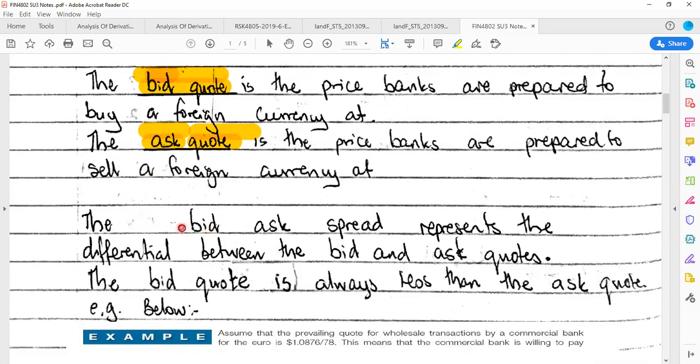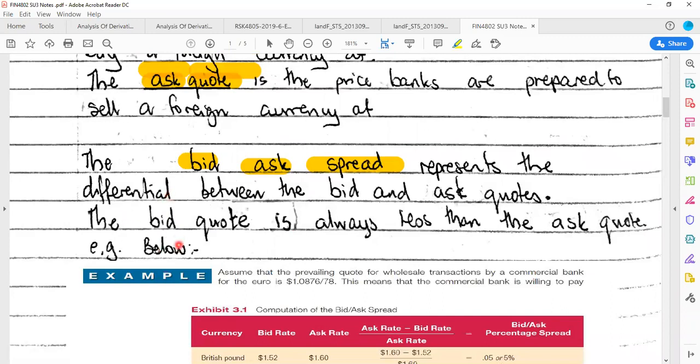Okay, so the difference between what banks are prepared to pay to buy it and the price that banks are prepared to sell it is known as a bid-ask spread. It represents the differential between the bid price and the ask quotes. And the price that banks are prepared to buy at is always lower than the price that banks are prepared to sell a foreign currency at.